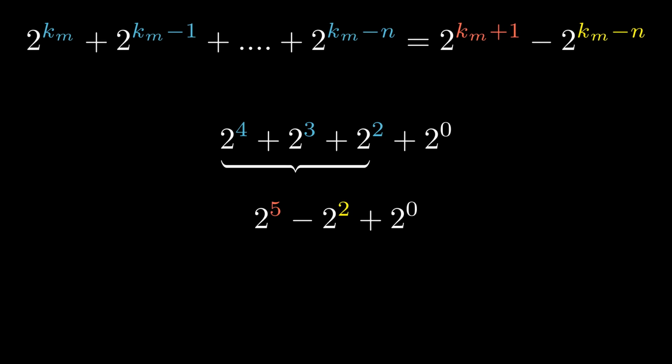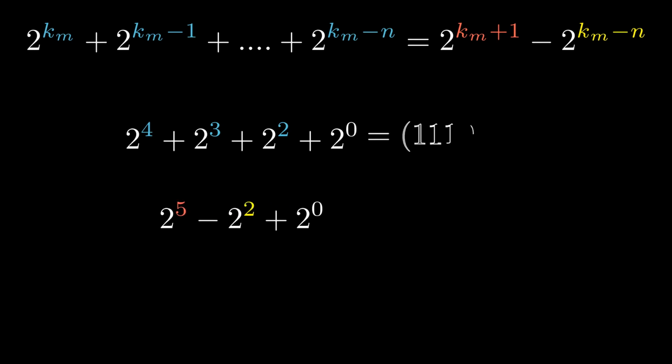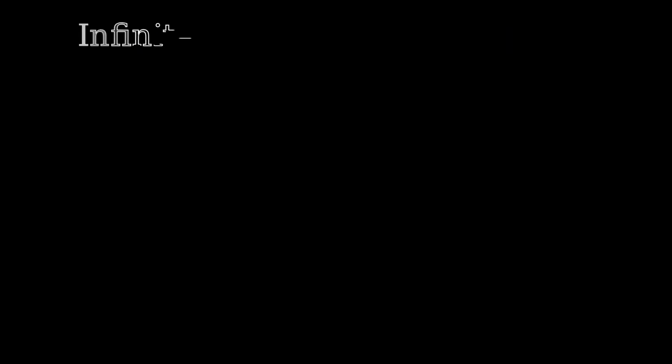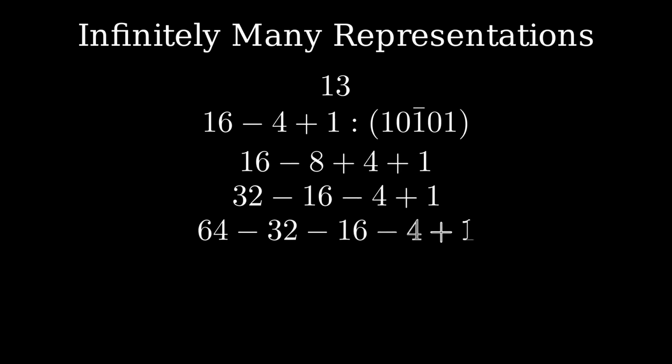Indeed, in this example, the first line is equal to 16 plus 8 plus 4 plus 1, which is 29, and the second line is 32 minus 4 plus 1, 29 as well. We're going to represent these numbers kind of like binary, using one bar to represent minus 1. You might have realized that this process can generate infinitely many representations for any given number, as you can see here with 13.